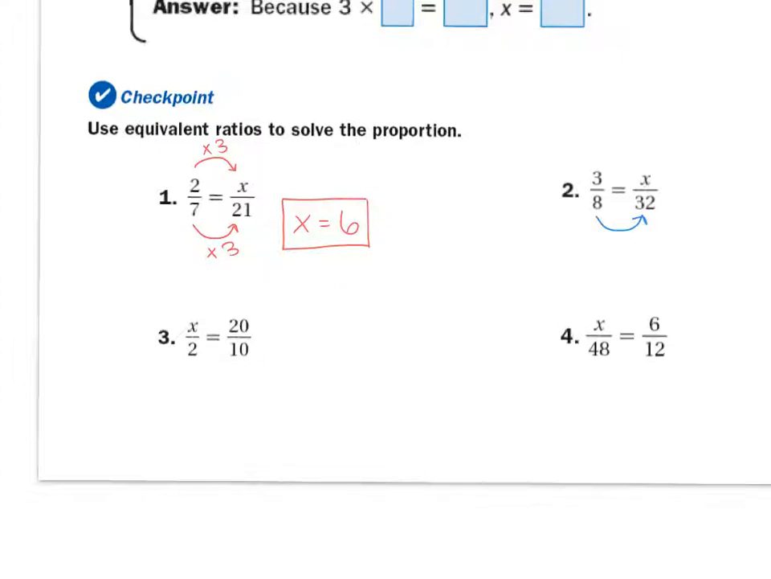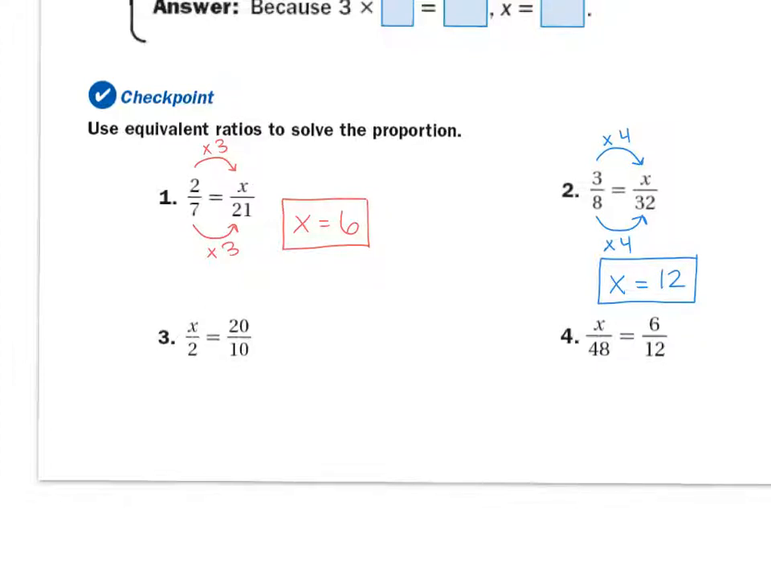8 times 4 is 32, and therefore we need to multiply the top by 4 as well. 3 times 4 is 12, and therefore x equals 12. You will always write your answer in the form x equals the number, just like when we were solving equations before. Let's try number 3.